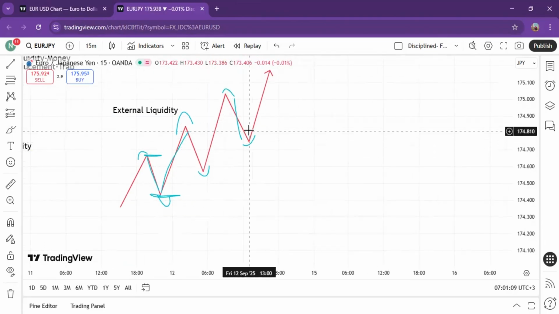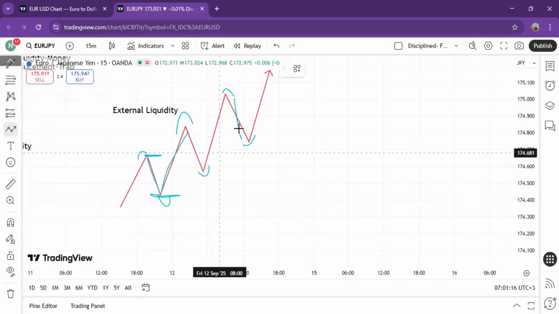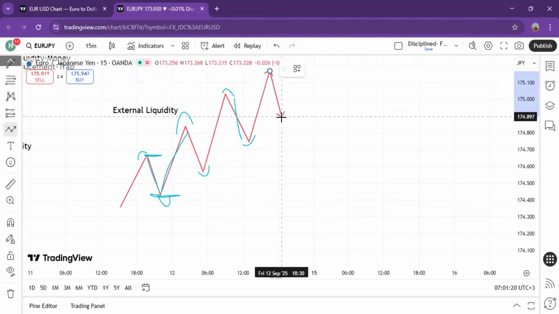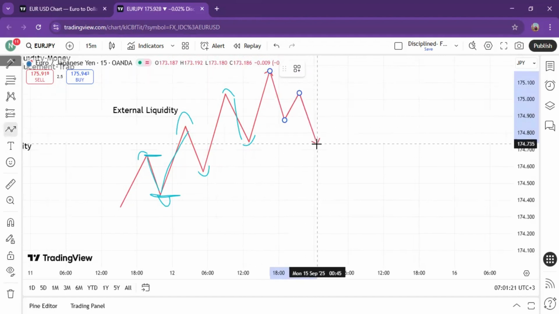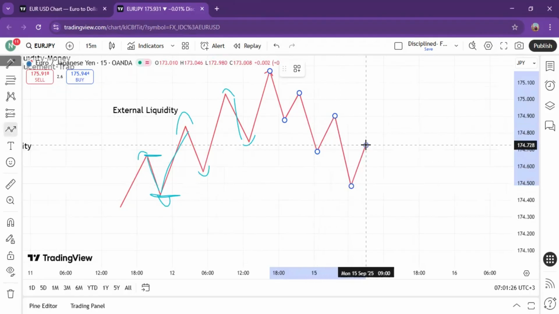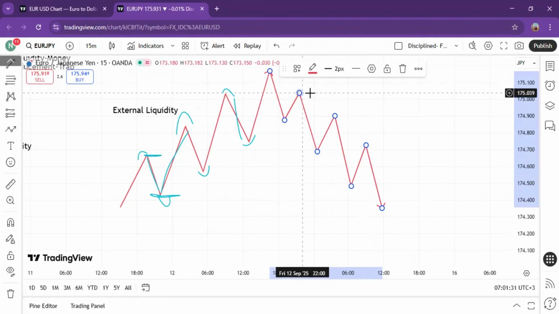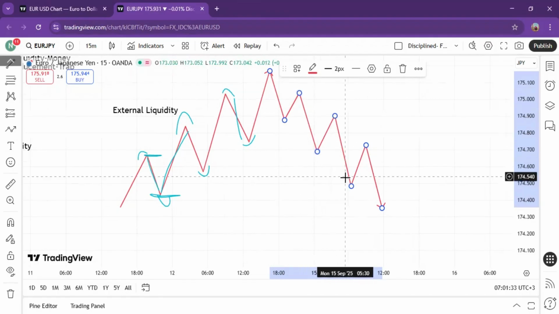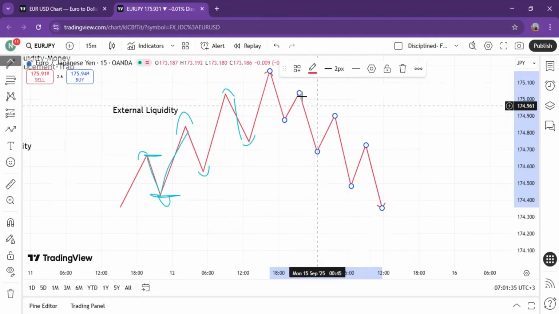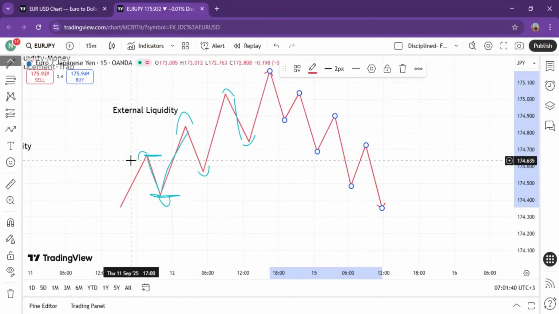The same thing happens when the market is moving on a downtrend. If the market moves on a downtrend, it means that as the market moves from higher lows, lower highs to lower lows, money is at these points here. So we have liquidity above these zones. And on external liquidity, you must follow the market direction for you not to get liquidated.